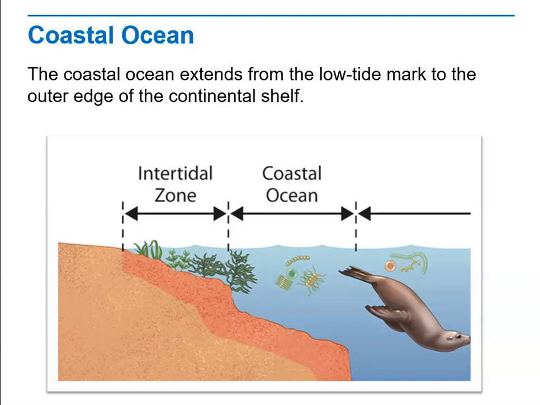The coastal ocean extends from the low tide mark to the outer edge of the continental shelf, the relatively shallow border that surrounds the continents. Water here is brightly lit and is often supplied with nutrients by freshwater runoff from the land. As a result, coastal oceans tend to be highly productive. Kelp forests and coral reefs are two exceptionally important coastal communities. This circle shows the types of organisms that live in the intertidal zone.